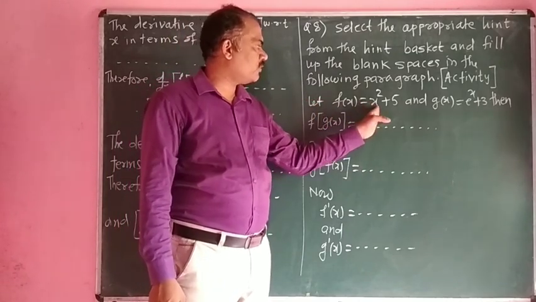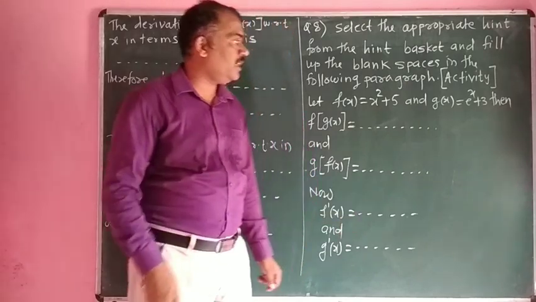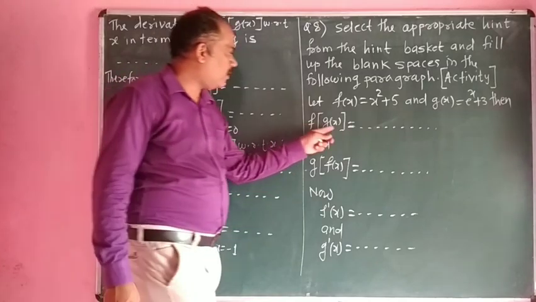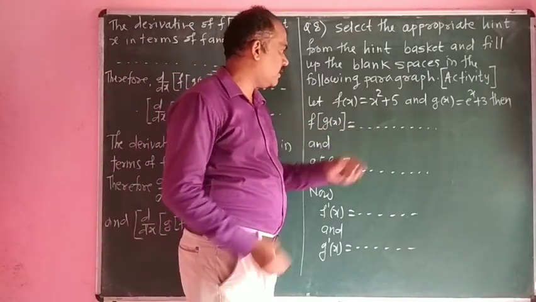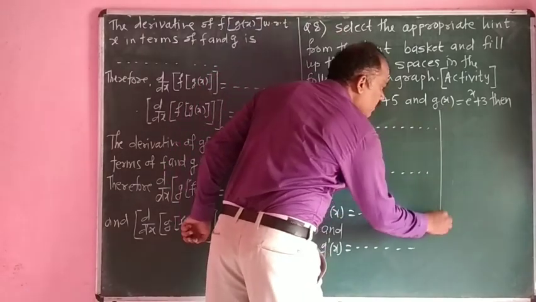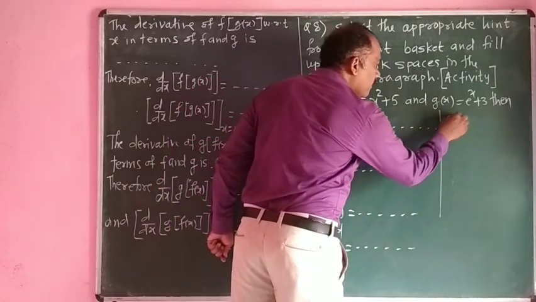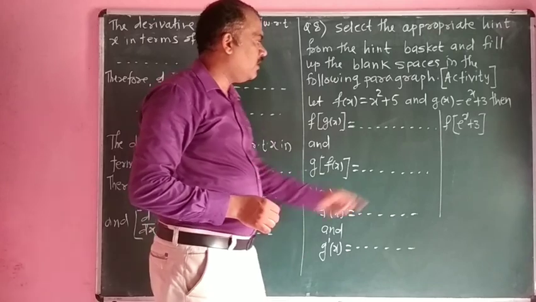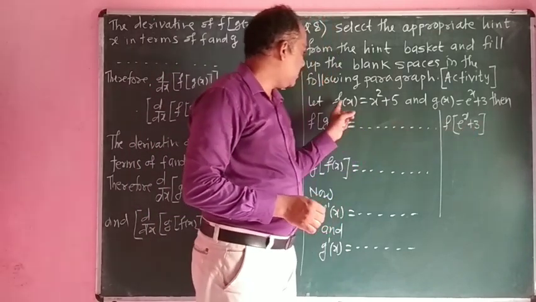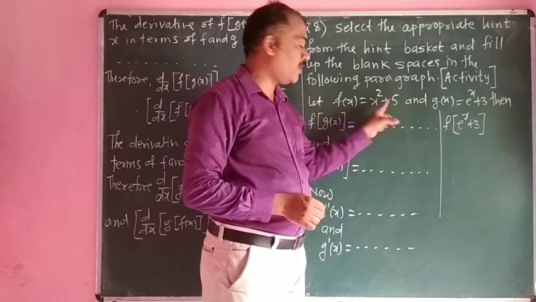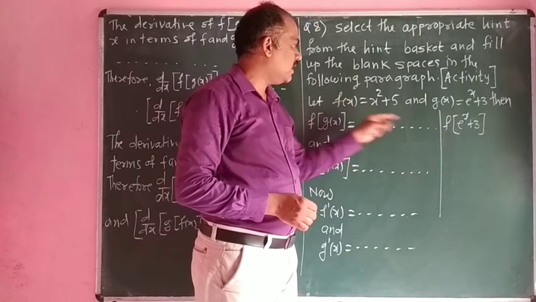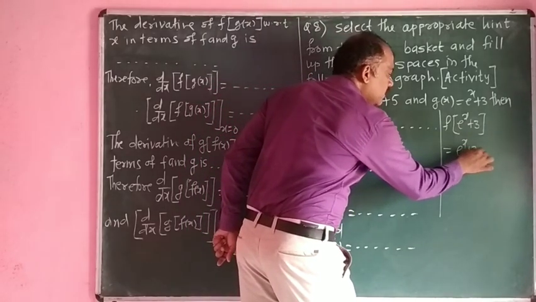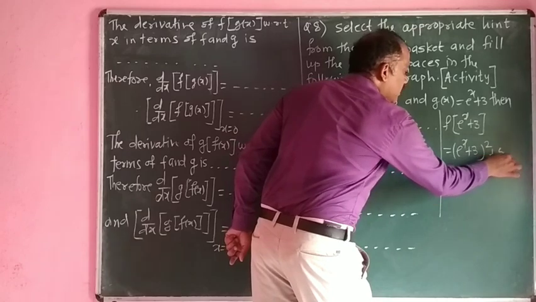Let f of x is equal to x square plus 5 and g of x is equal to e raised to x plus 3. Then f of g of x is equal to, we have to find the value of this one. See here, f of g of x means we have to find the value of f of e raised to x plus 3. Here f of x is defined as x square plus 5. It means that we have to replace this x by e raised to x plus 3. That is what we get, e raised to x plus 3 bracket square plus 5.